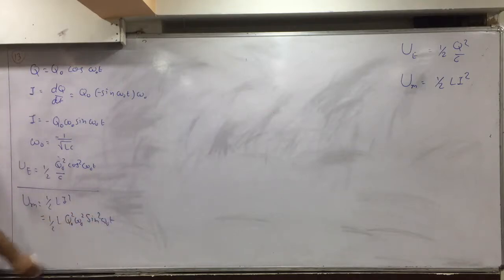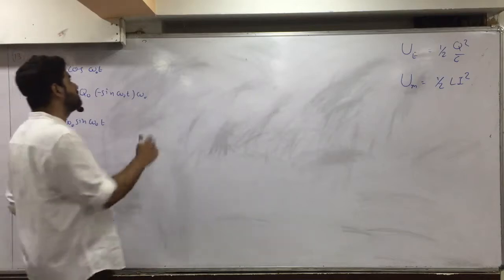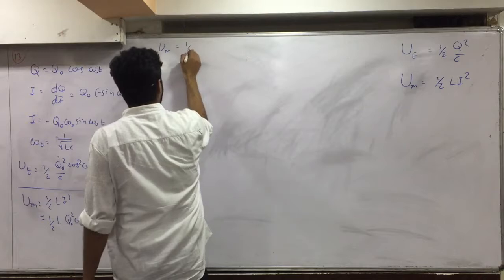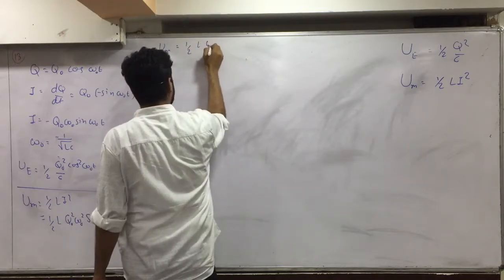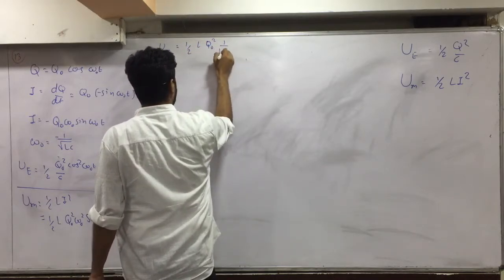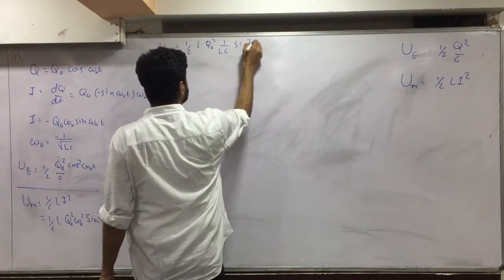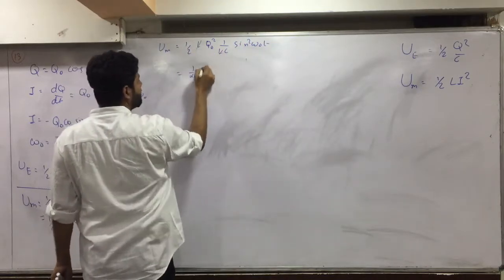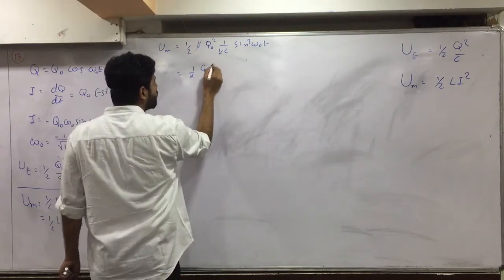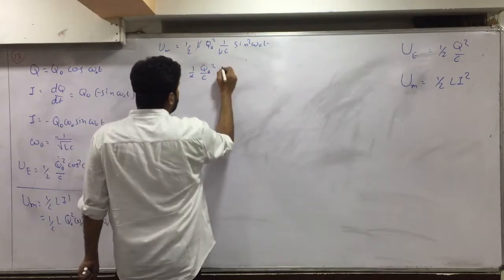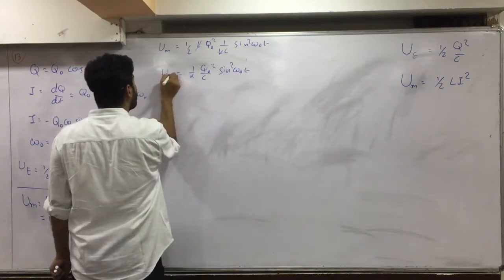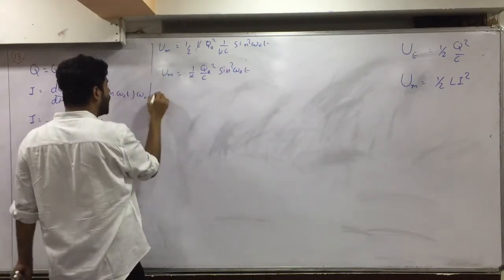So the value of omega 0 square will be 1 upon LC. So I can say that U magnetic is equal to half L q0 square, and this is 1 upon LC into sine square omega 0 t. So half, L will get cancelled out, q0 square divided by C sine square omega 0 t. So that's U magnetic.